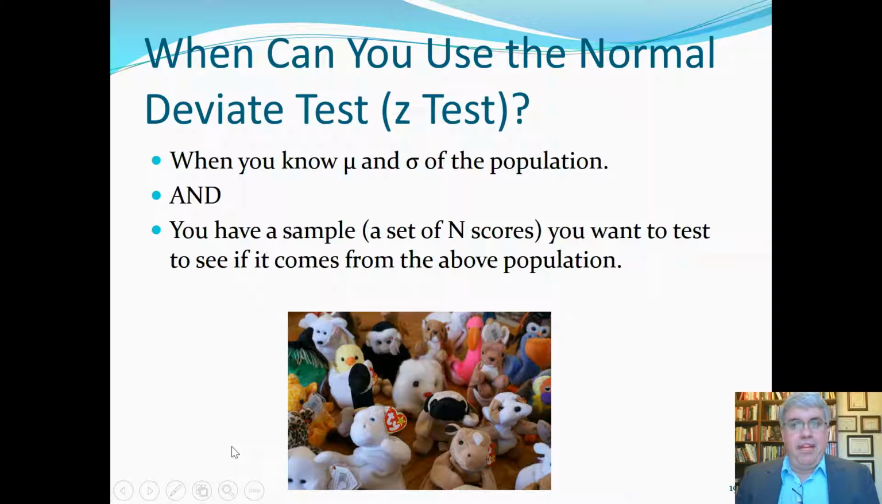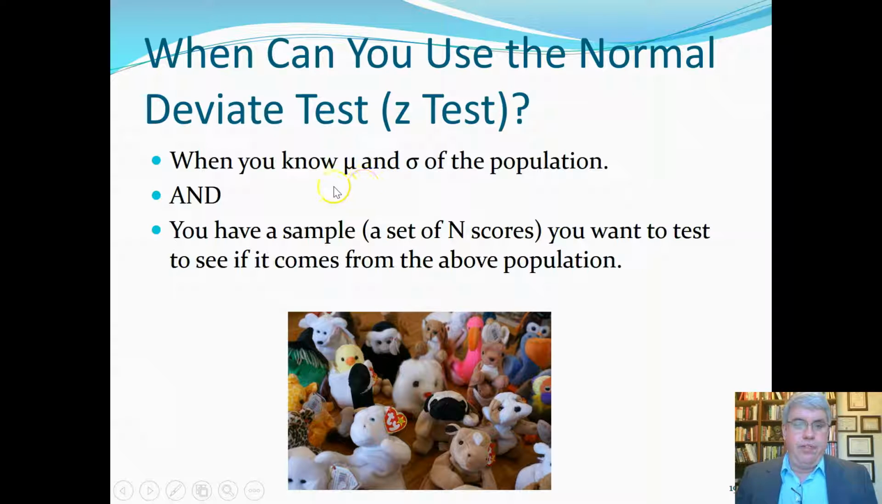Let's specify exactly when you can use the normal deviate test, the z-test. The main thing that you need to know is you need to have information about the population. You need to know the mean of the population, mu, and the standard deviation of the population. And you have a sample that you want to test to see if it comes from the above population, to see if it's different from the population mean and standard deviation.